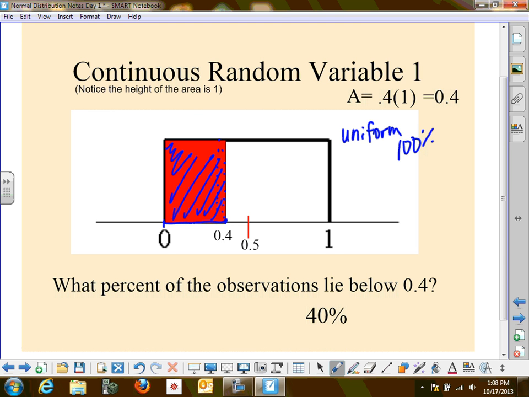And so what I would want to do, so you can visualize this amount, I have all the data in a bag. I'm going to reach in there, and if I want to get 0.4 or less, what's that chance going to be that I grab one of those? It's going to be 40%.